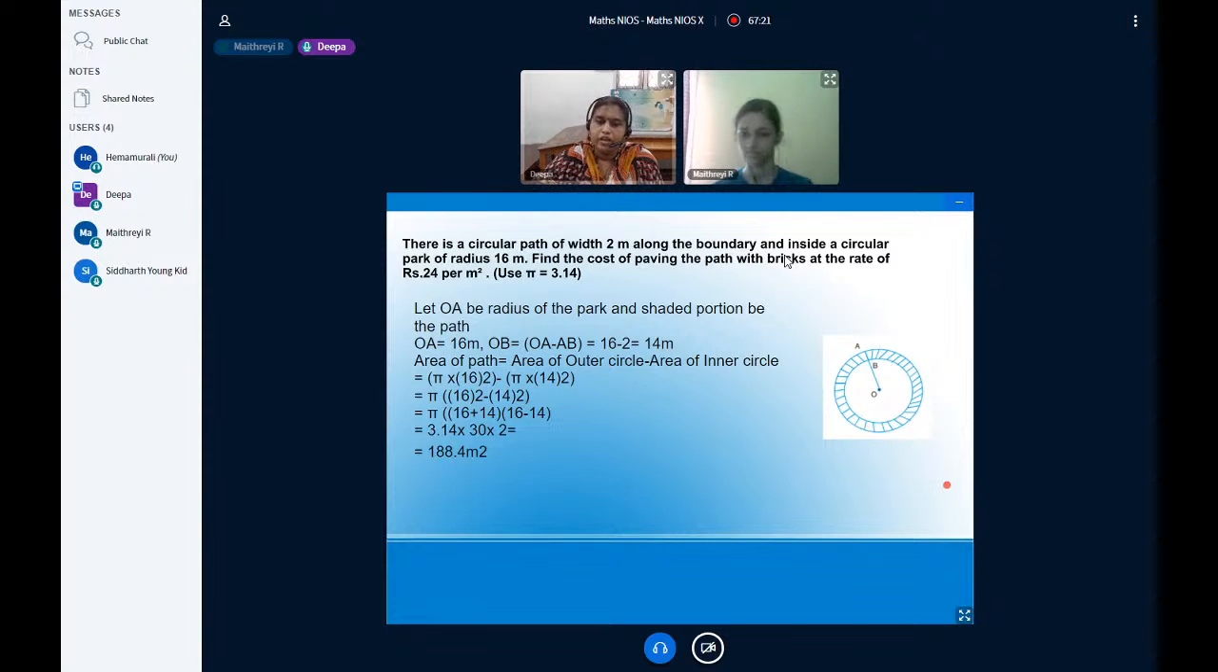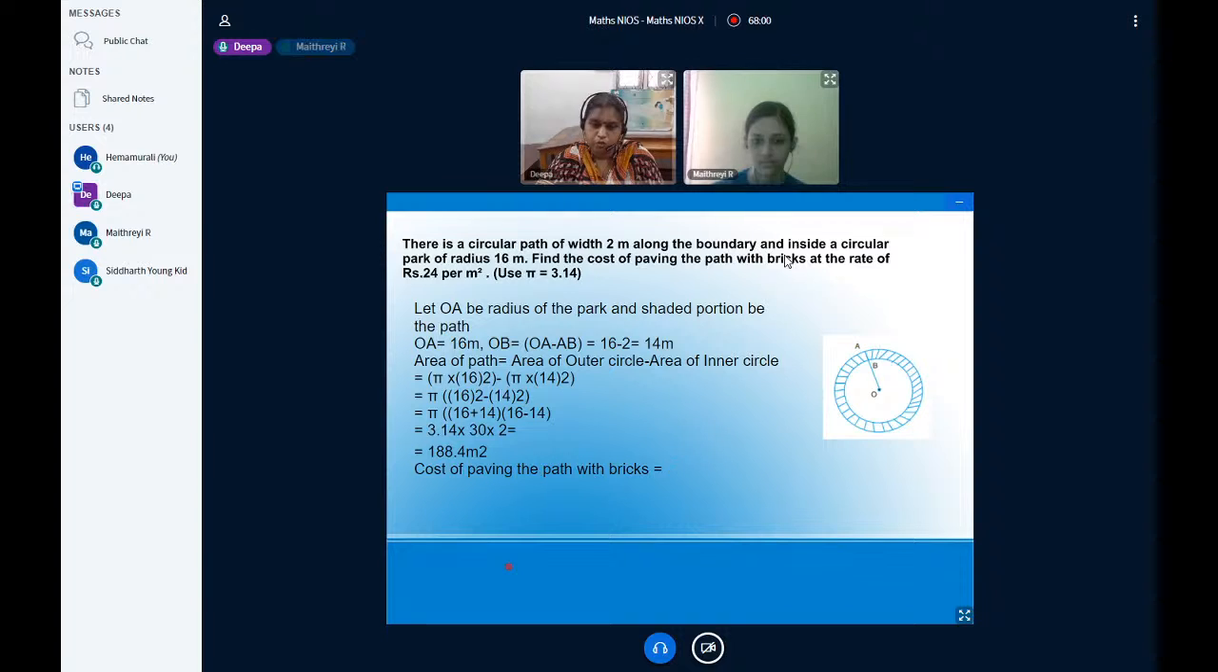Now we have one more question: to find the cost of paving the path with bricks at the rate of rupees 24 per meter square. So we should find the cost of the paving path. That cost of path with bricks is equal to how much? At the rate of per meter, how much have they given? For per meter square rupees 24. The circular path is 188.4 meter square.